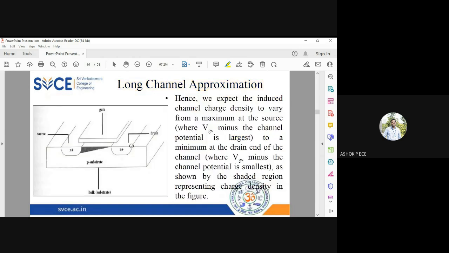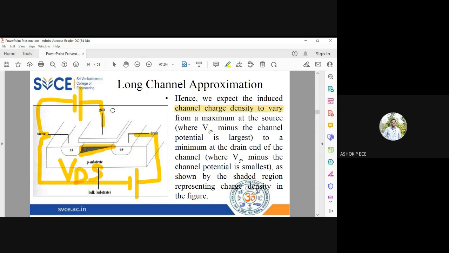You see here, there is a potential difference as you move from source towards drain, because I am applying a positive voltage at the drain. When you say VDS, the drain is positive and the source is negative. This is the voltage you give as VDS. And VGS means the gate is positive and the source is negative. So this is the voltage you give for VGS.